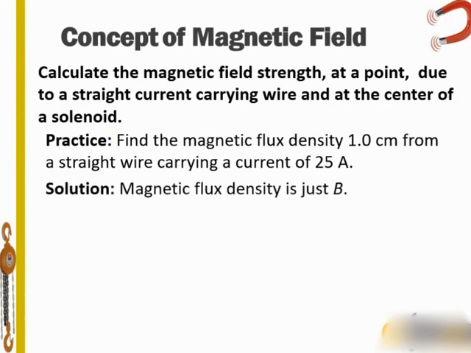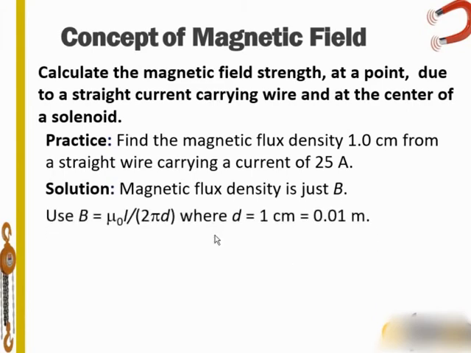So, magnetic flux density is just B. And so we can use the expression that we've just looked at, where the magnetic flux density is equal to mu times the current divided by 2 pi d. Now we know that d is the distance of the point where we want to measure the magnetic flux density. Now the thing is, we need to convert that into meters because we're given d in centimeters. It's 1.0 centimeters. Convert that to meters, so we have 0.01 meters.